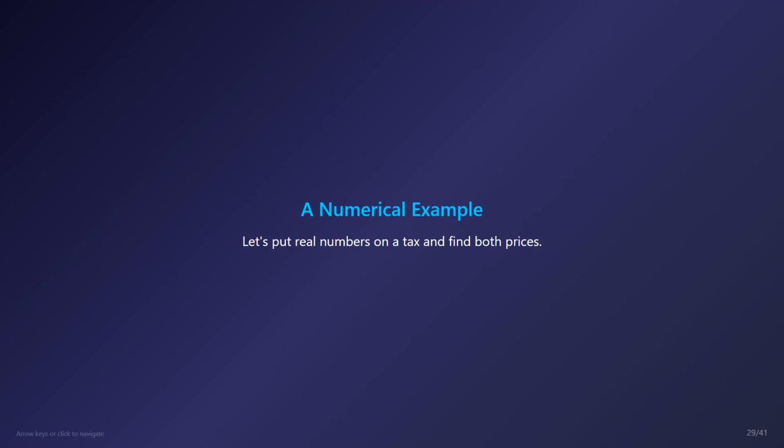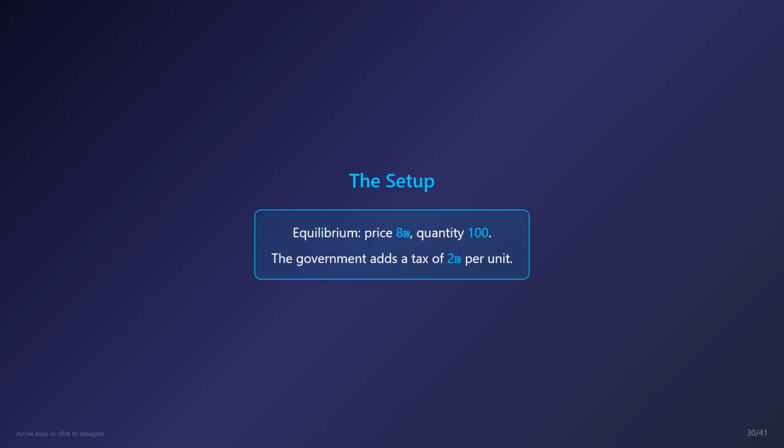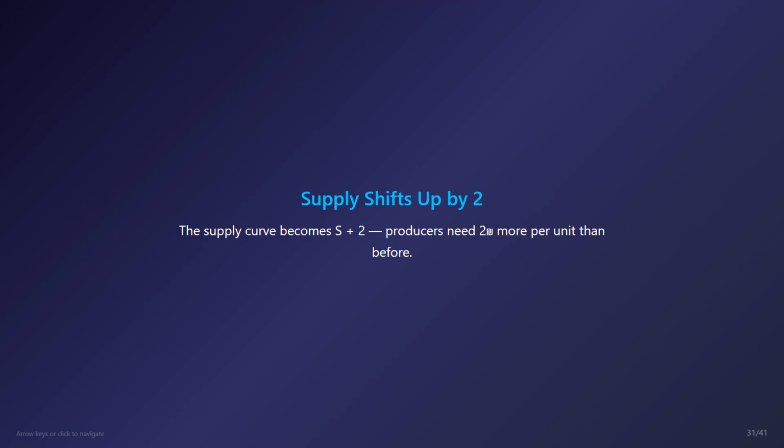Let's put real numbers on a tax, so you can find both prices and the revenue. Here's the setup. The market starts in equilibrium at a price of 8 shekels and a quantity of 100. Then the government adds a tax of 2 shekels on every unit the producer sells. From the producer's side, that's a 2 shekel rise in cost per unit. So the supply curve shifts up to S plus 2. Producers now need 2 shekels more than before to supply any given quantity.